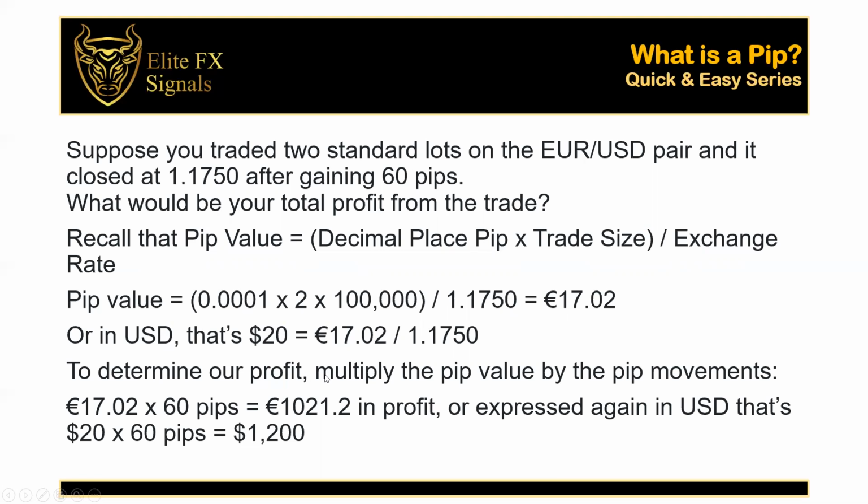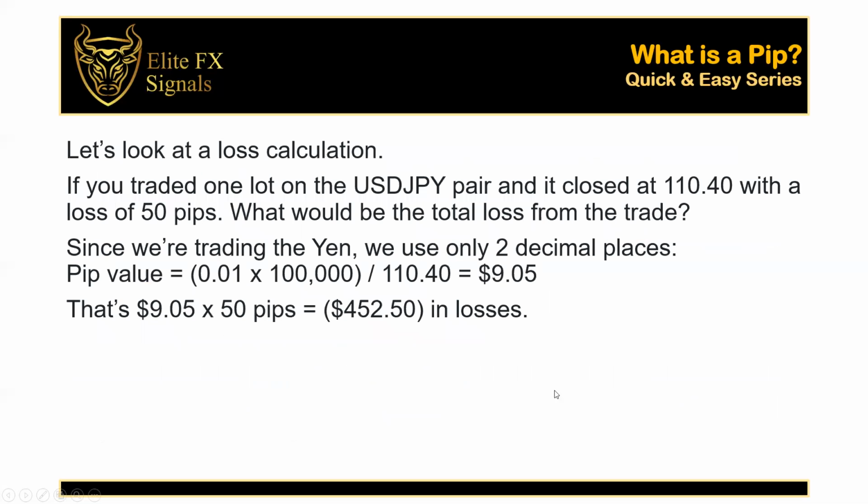Now, to see how much we made on that trade, we multiply the pip value, 17.02 euros or $20, by 60 pips. And that gives us, again in euros or in US dollars, the total amount that we gained.